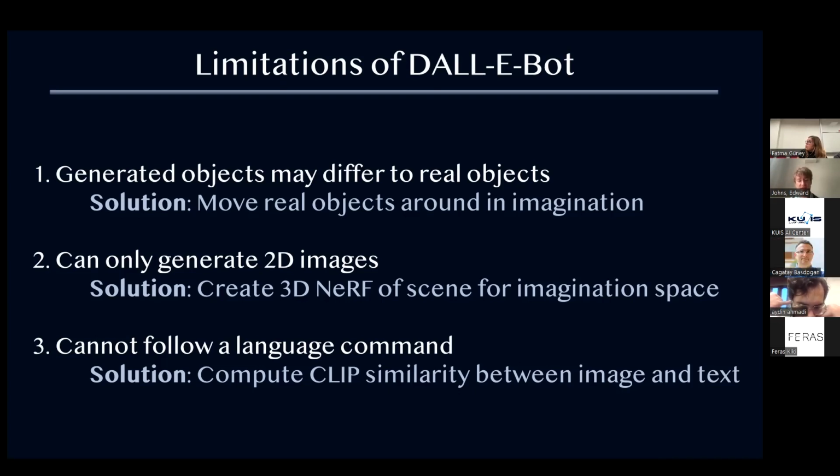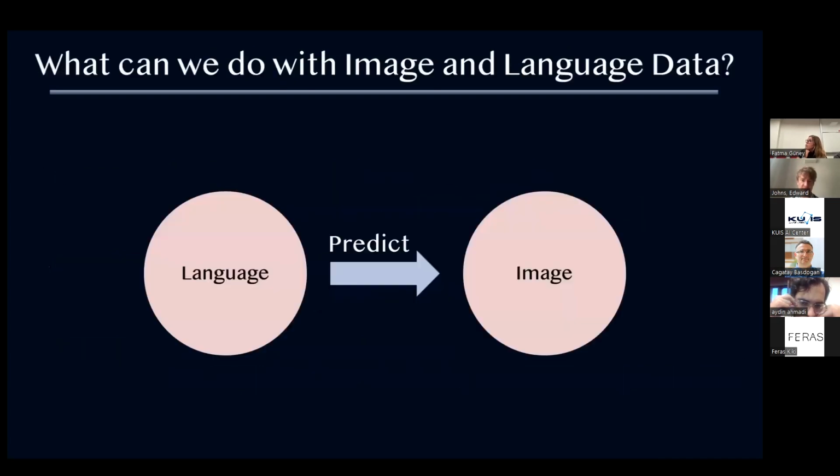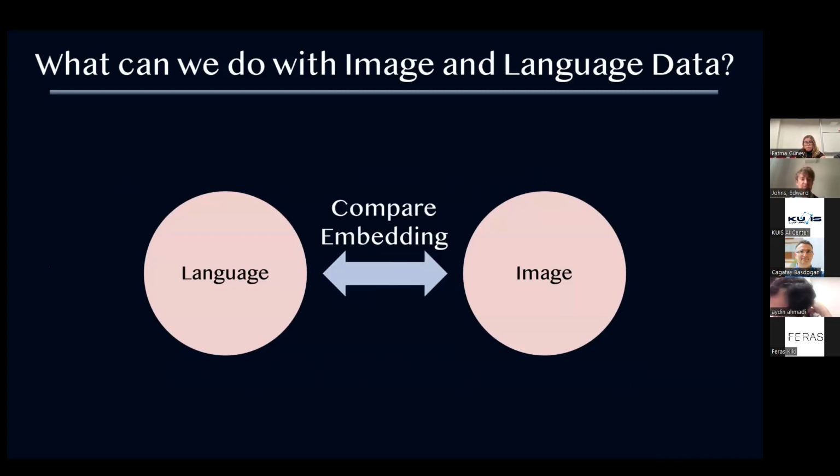And finally, the third challenge is we can't follow a language command. This time, we're actually going to take in a language command and compute the CLIP similarity between the language command and the image of the object in a novel pose. So I'll show you what that looks like in a minute. But what we're doing here that's different to DALL-E Bot is that with DALL-E Bot, we took in language and predicted an image. Now we are taking in language and comparing the embedding of that language using CLIP to the embedding of an image. And that image is a candidate hypothesis as to where maybe it's a good place to put an object. And we're going to render an image of that object in that place and then see how similar that is to the language embedding of the language command.